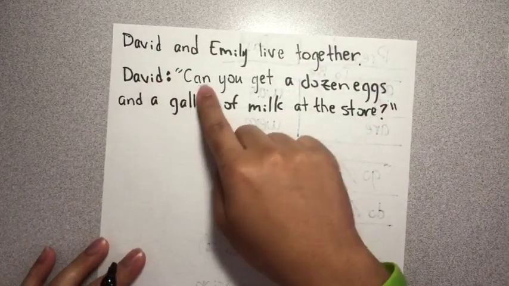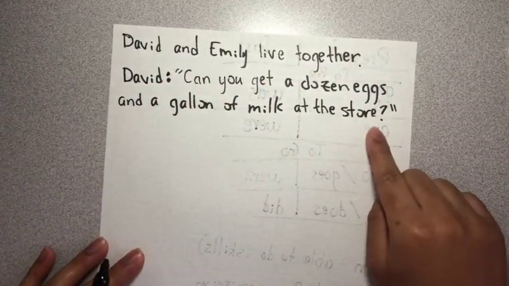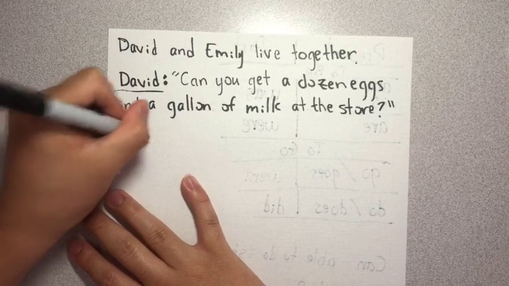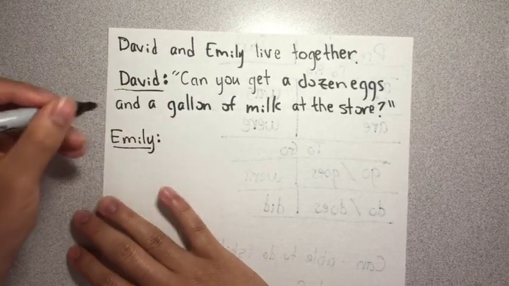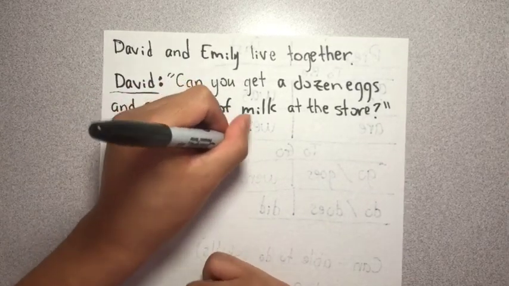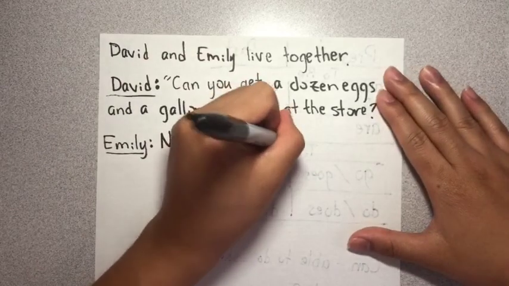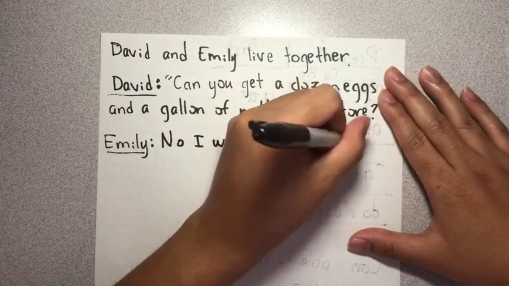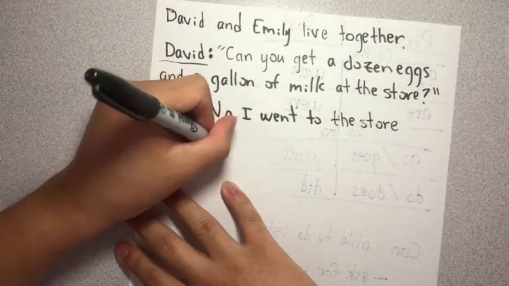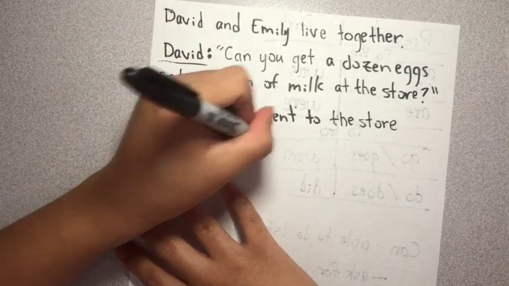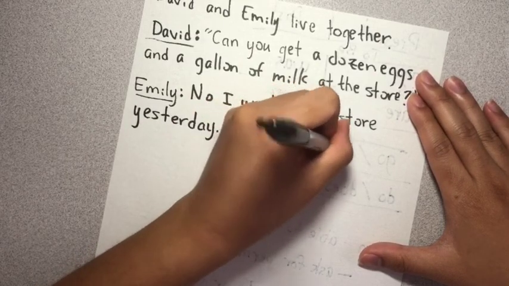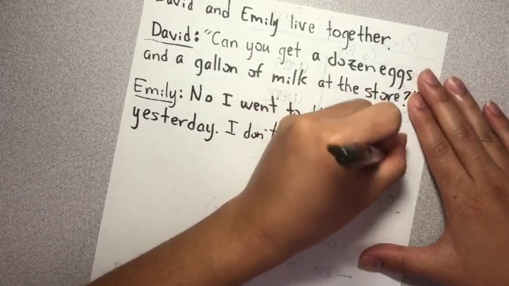So David says, can you get a dozen eggs and a gallon of milk at the store? To which Emily says, no, I went to the store yesterday. I don't want to go again.